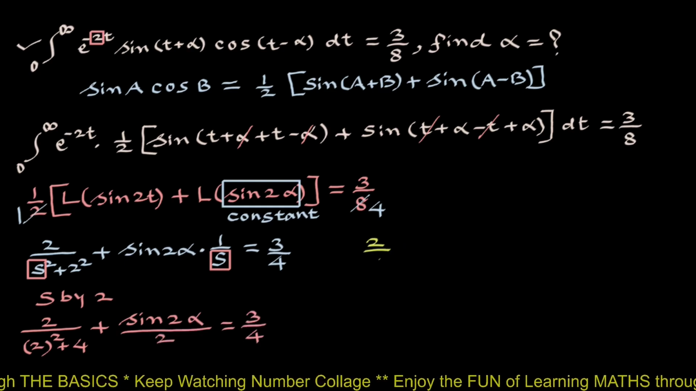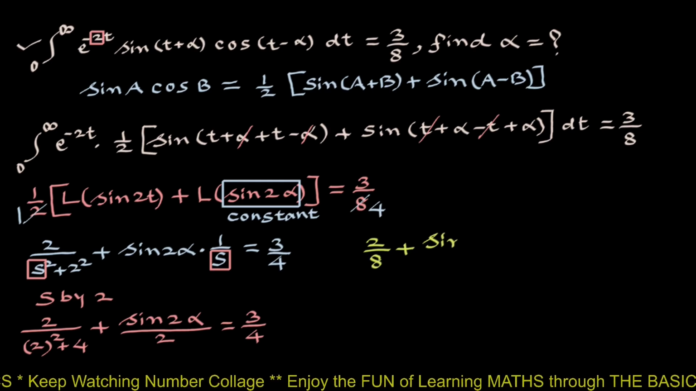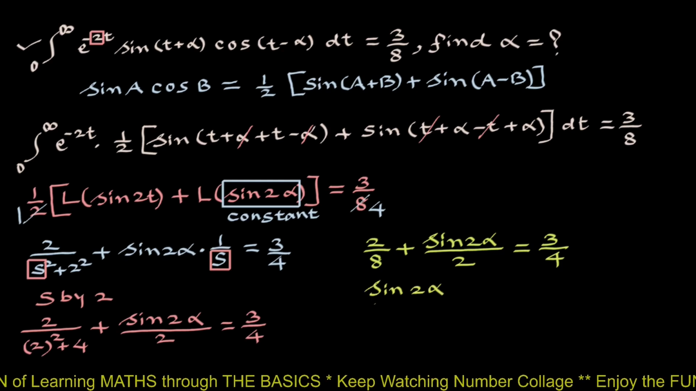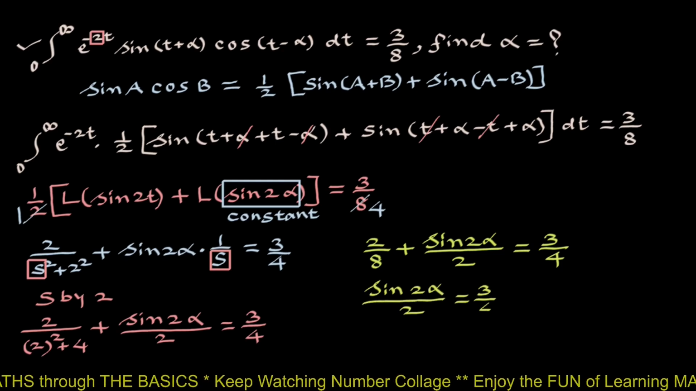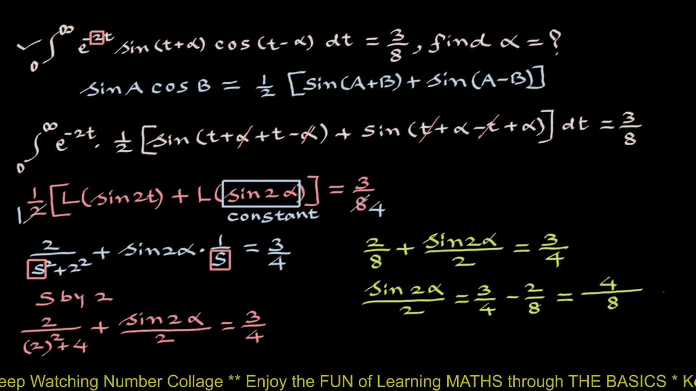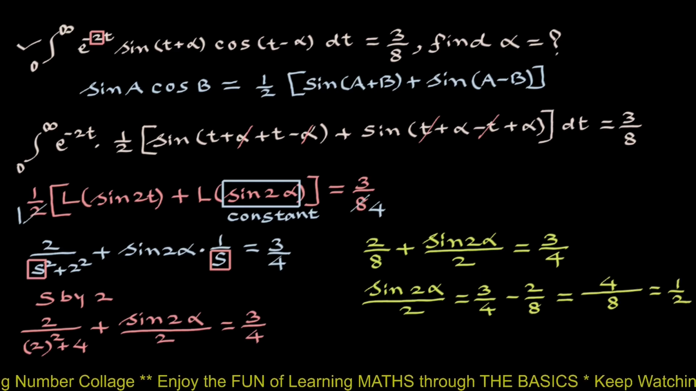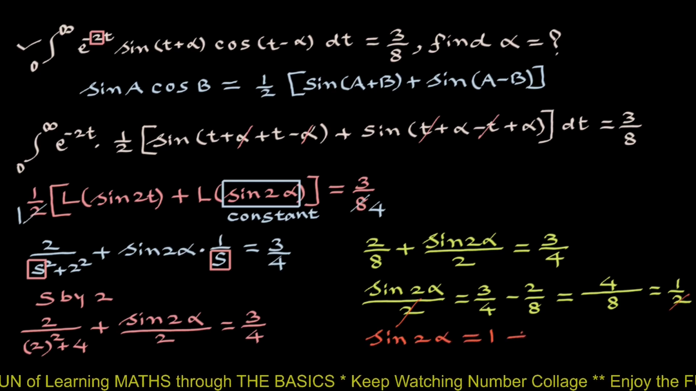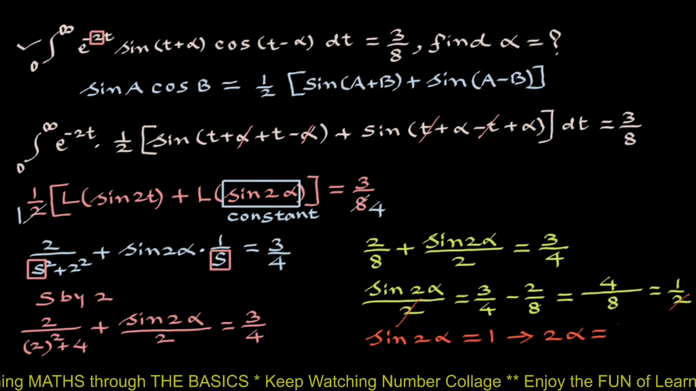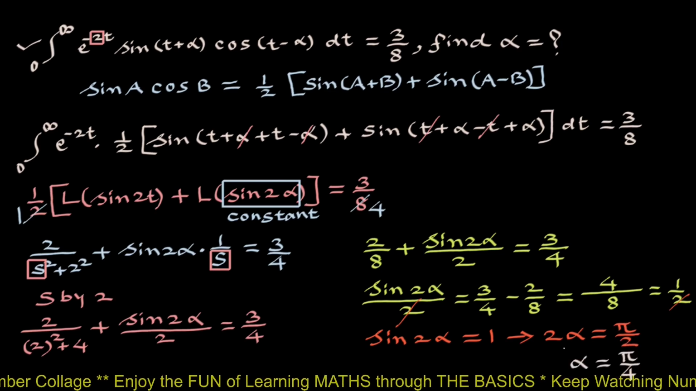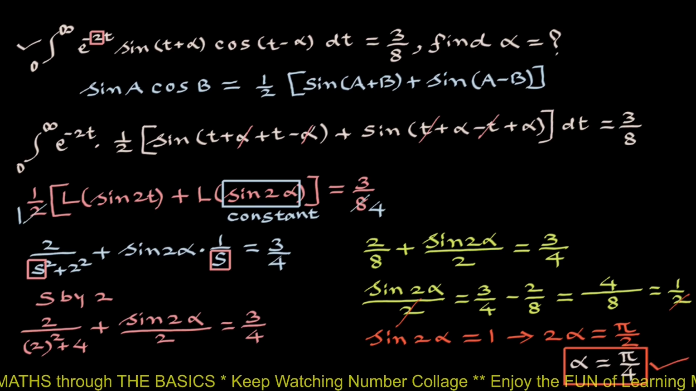2 upon 8 plus sin 2 alpha upon 2 equals 3 upon 4. Sin 2 alpha upon 2 is 3 upon 4 minus 2 upon 8, which is 6 minus 2, 4 upon 8, 1 half. Cancelling 2, sin 2 alpha is 1, which implies 2 alpha is pi by 2. Alpha equals pi by 4, which is the value of alpha.